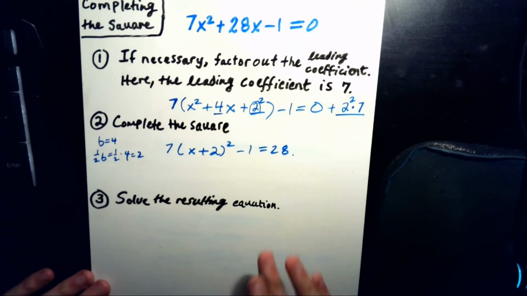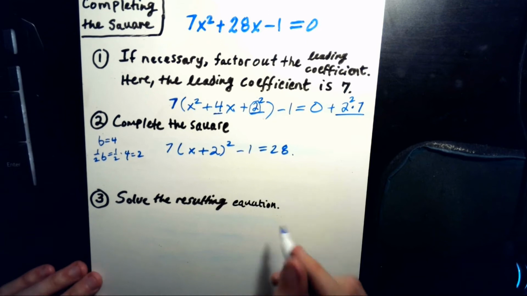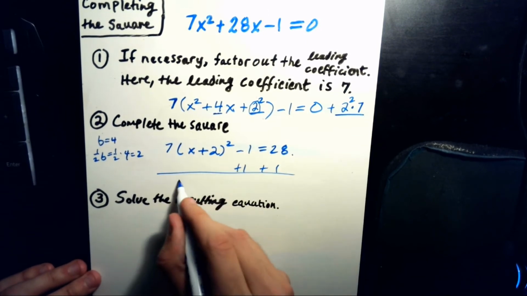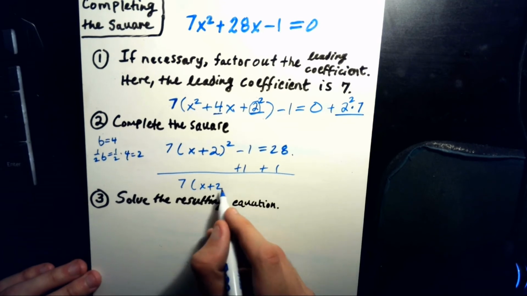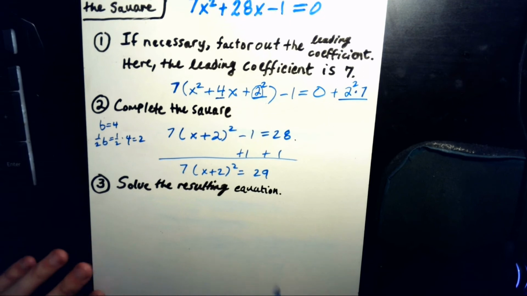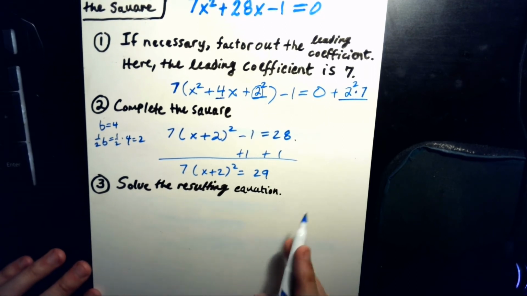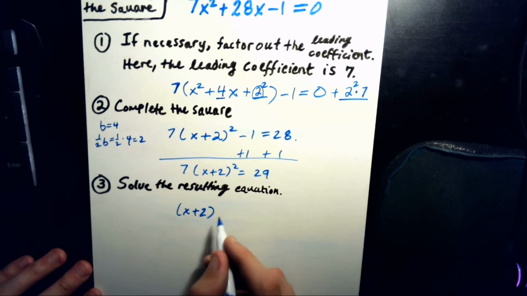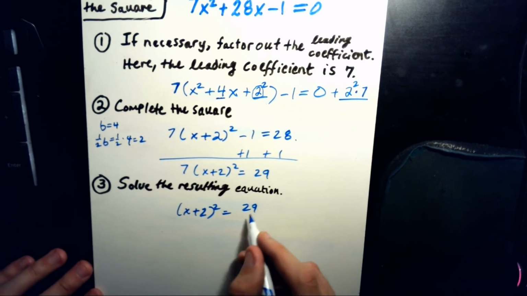All right, now we just have to solve the resulting equation. So maybe I'll just do one more step right here. Plus 1, we get 7 times x plus 2 quantity squared is equal to 29. Next, we could take both sides of the equation and divide them both by 7. This leaves us with x plus 2 squared is equal to 29 divided by 7.